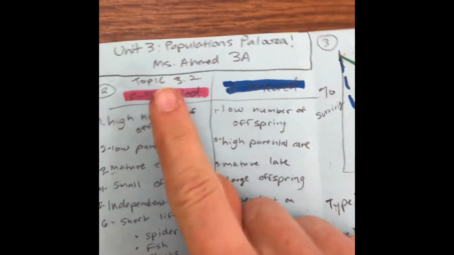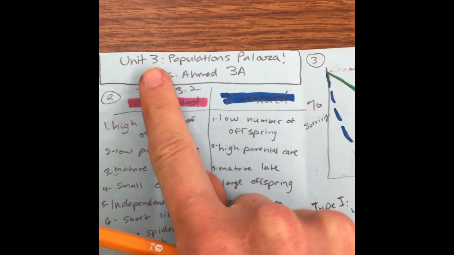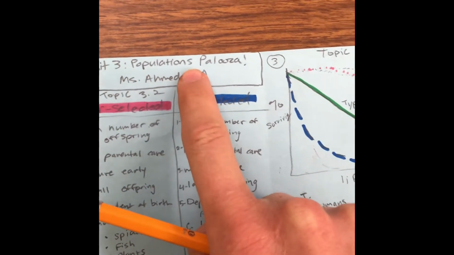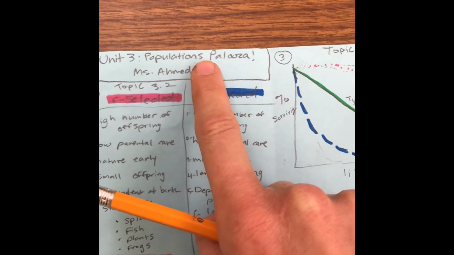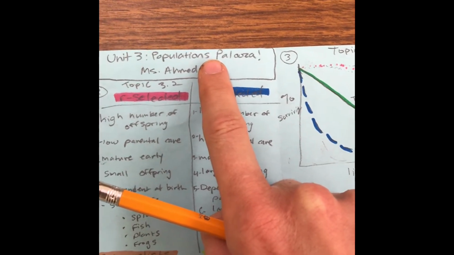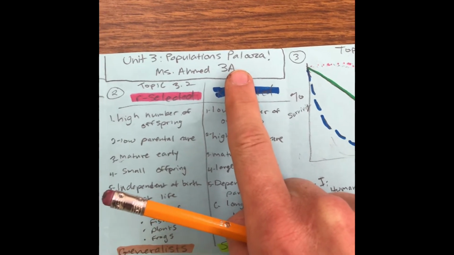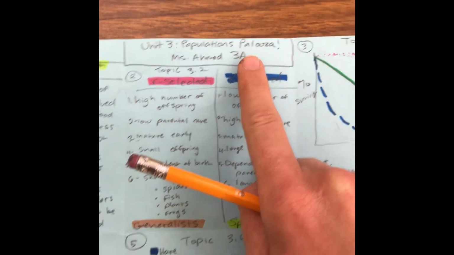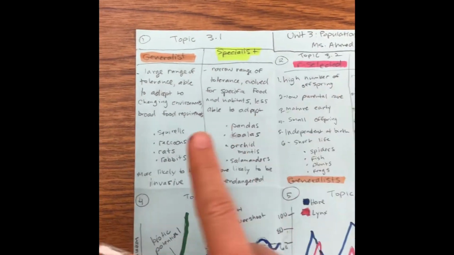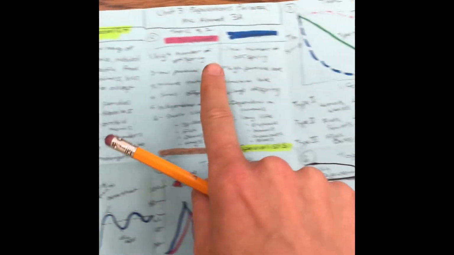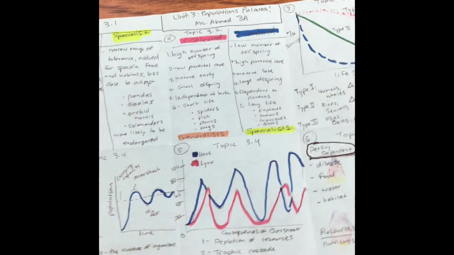So notice here at the top, I gave my focus sheet a title. This is Unit 3, Populations Palooza. Just a creative title that relates to what we talked about with populations. I put my name and the class period for this focus sheet. Now notice I've divided each one of these sections, and I've numbered them according to the numbers on your focus sheet.